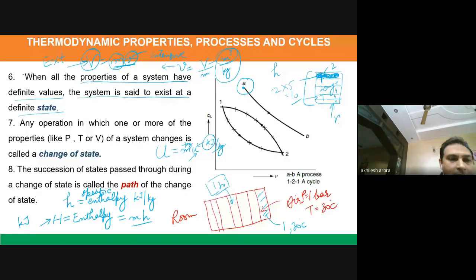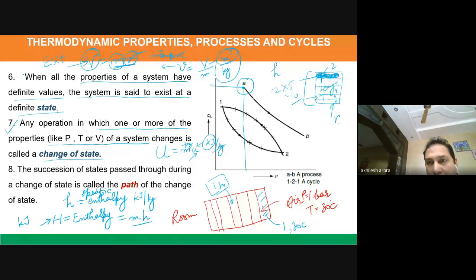Any operation in which one or more of the properties like pressure, temperature, or volume of the system changes is called change of state. Suppose this is the volume here, this is the pressure here. Now the volume and pressure change such that the system has a new temperature and pressure. So all these are different states.